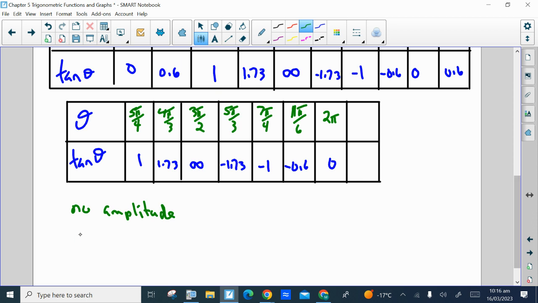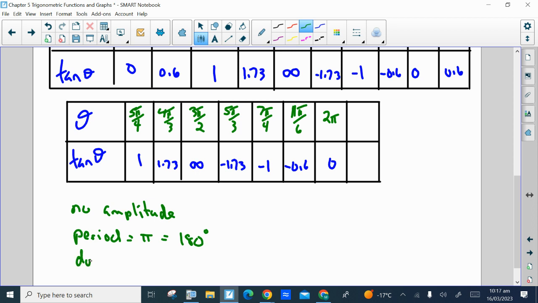Okay? The period of the graph is pi radians, or 180 degrees. So that's another significant difference between this graph and the graph of sinusoidal functions. For sine and cos, our period for the base graph is 2 pi radians, or 360. For tangent, it's different. It's half of that. It's pi radians, or 180 degrees.